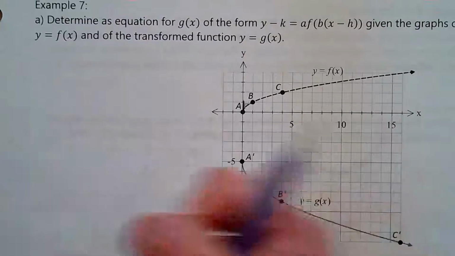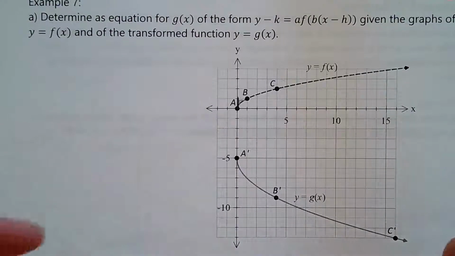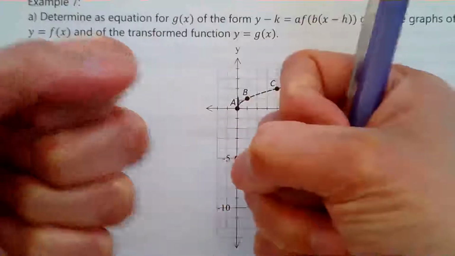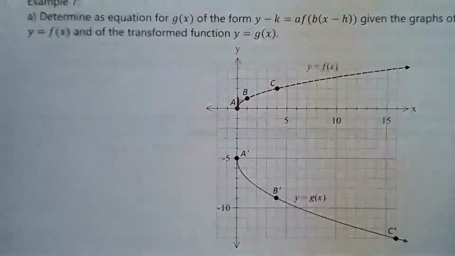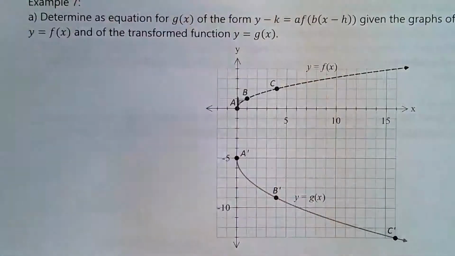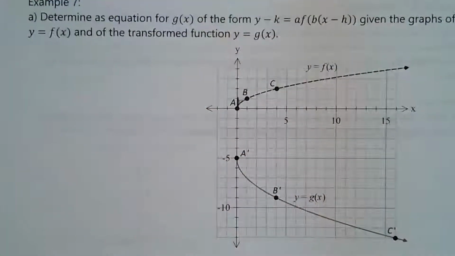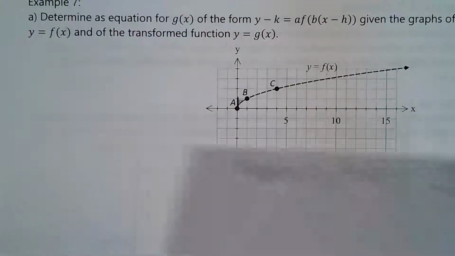Did it move left and right? No? Okay. Now we kind of see what's going on in there. Just by the looks of it, there's a horizontal stretch, so the B value is going to change. There's a vertical stretch, so the A value is going to change. And then there's a reflection. So let's see. Here it goes.